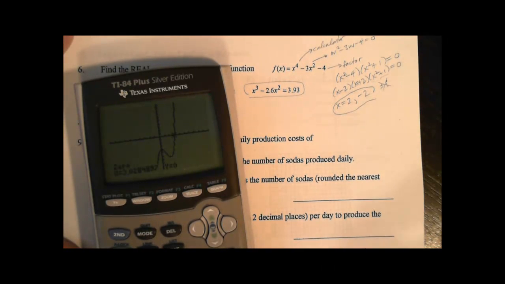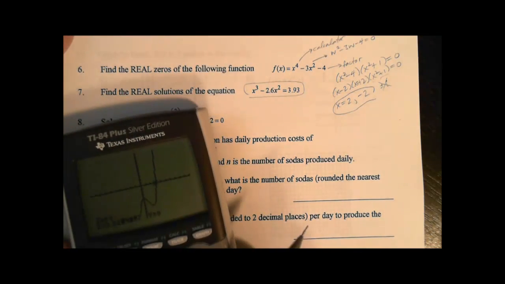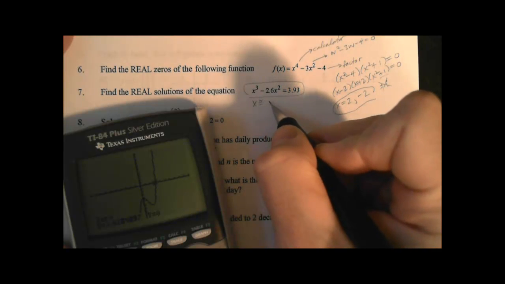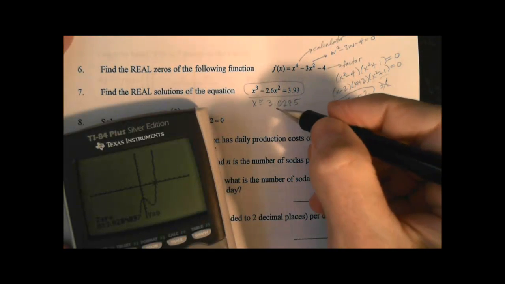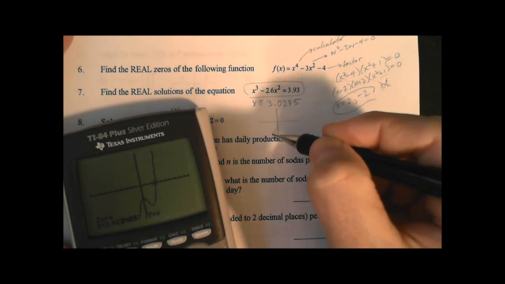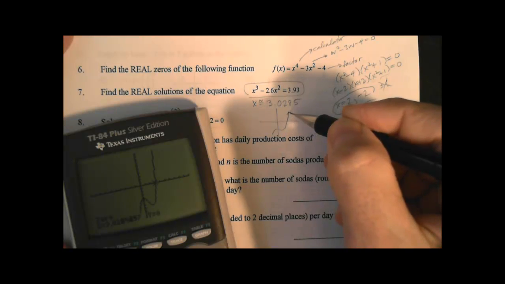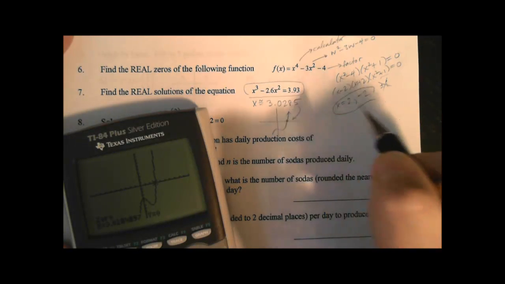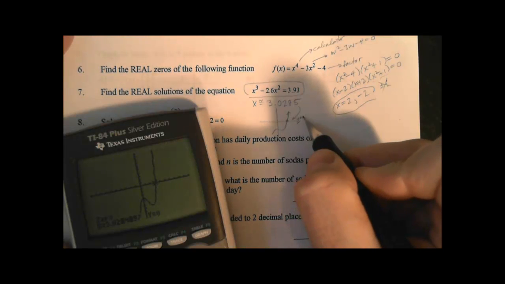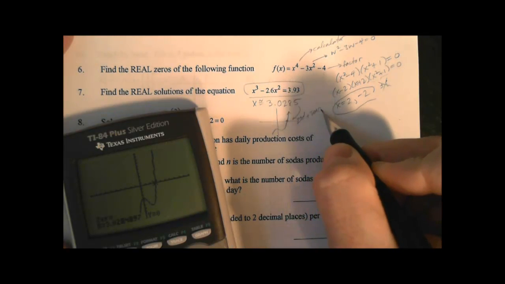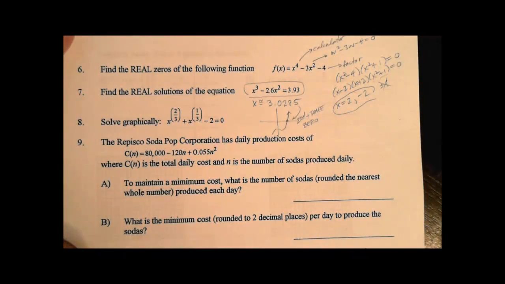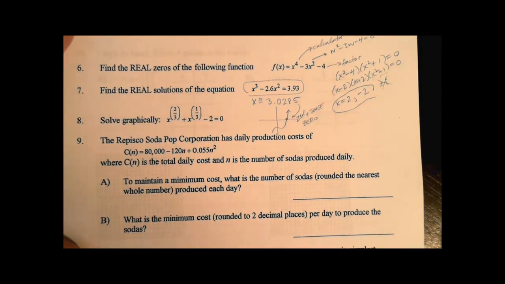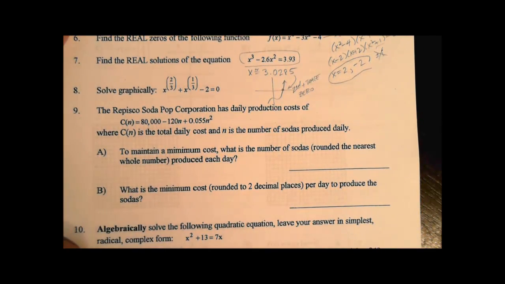And so the zero is at 3.028. Say 5 places. X is approximately 3.0285. Okay, and again, the work I would show would be something like this. And say I used second trace. Zero. Solve graphically.